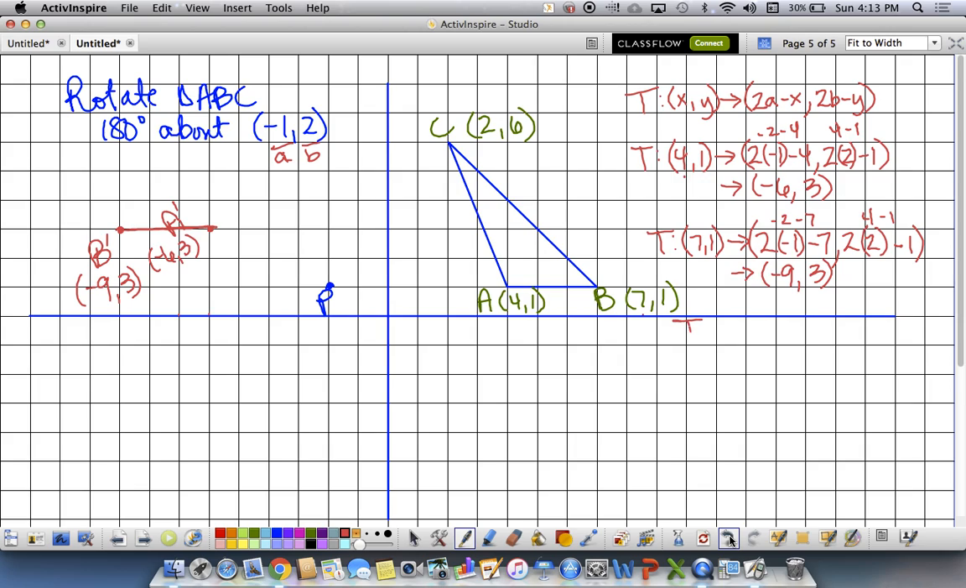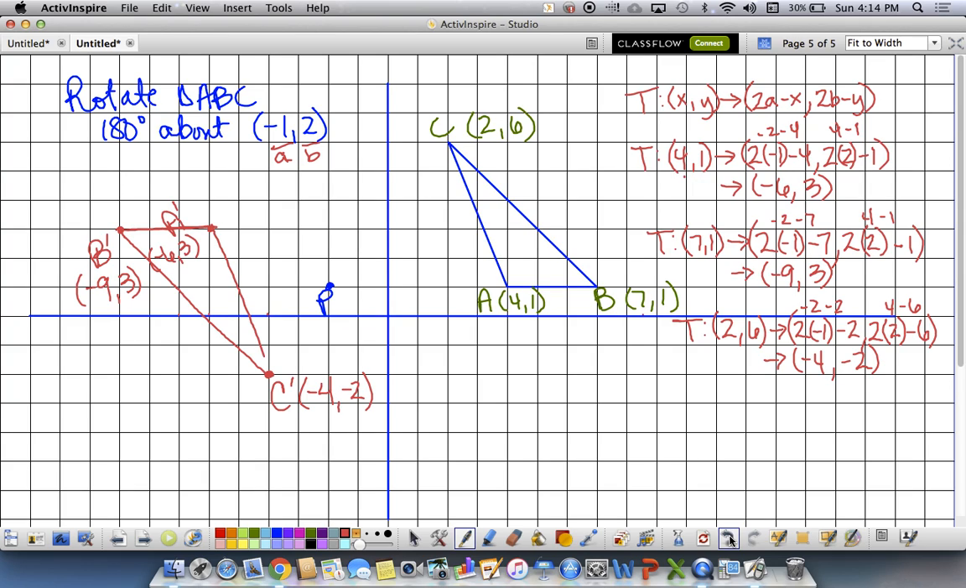And last but not least, we're going to do letter C. We're going to transform letter C, which is 2, 6, to be 2 times A, which was negative 1, minus x, comma, 2 times B, B was 2, minus y, which was 6. Okay? So, 2 times negative 1, negative 2, minus 2, I get negative 4. 2 times 2 is 4, minus 6 gives me negative 2. So there is C prime, negative 4, negative 2.